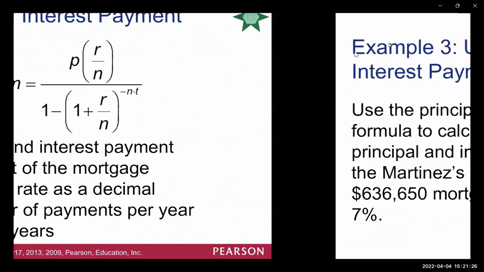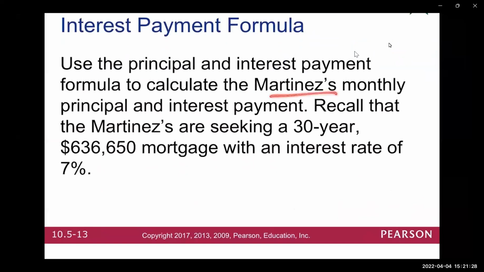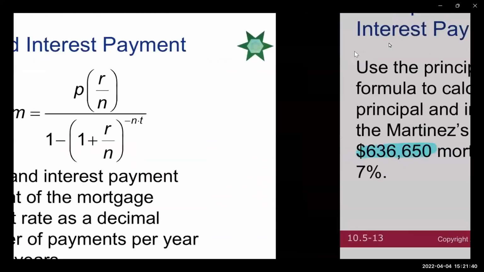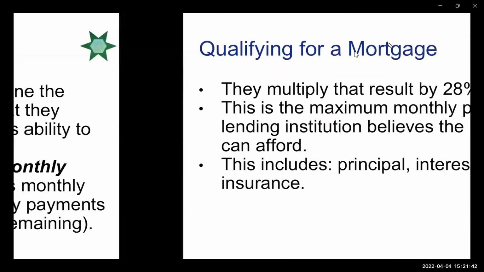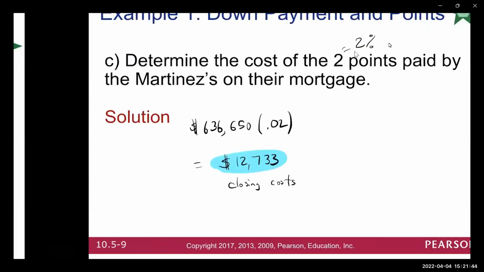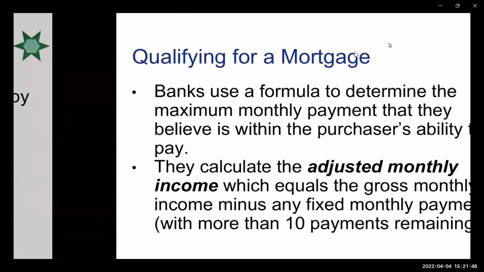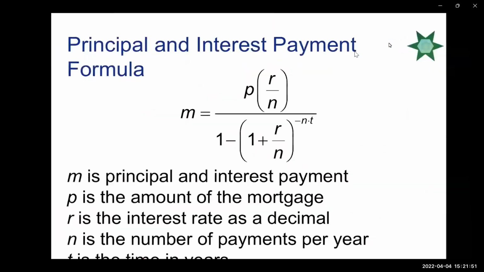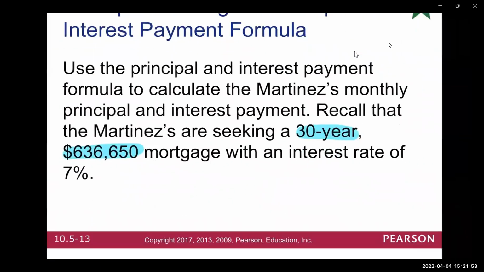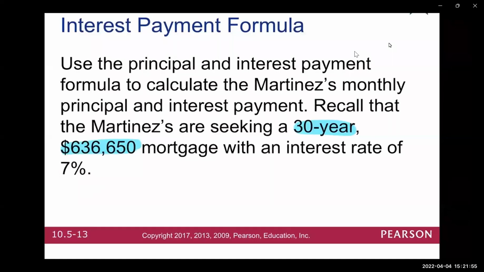So let's find out what the Martinez's monthly principal and interest payment is going to be for a 30-year loan. And this is how much they owe. Remember, we calculated the mortgage that they were going to owe. So now we can figure out the monthly payments. And they tell us that the interest rate is, that's a little high. That's a lot high, actually.